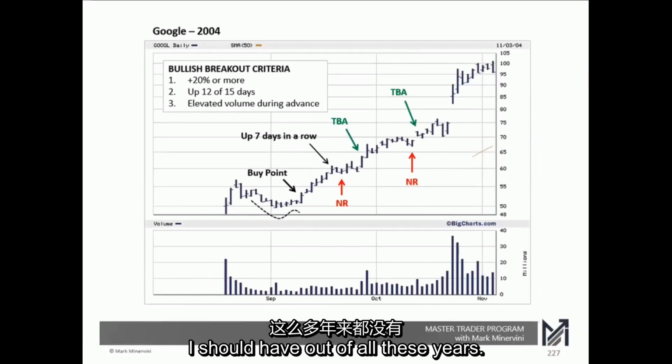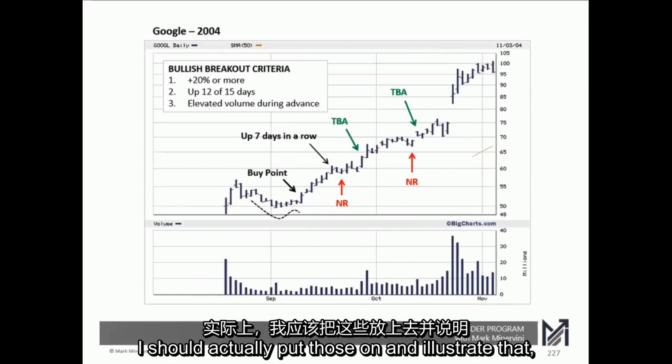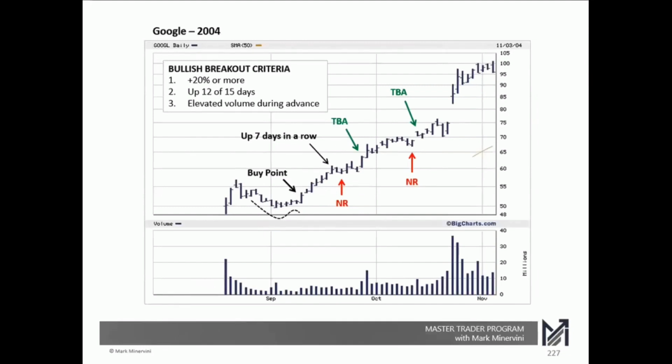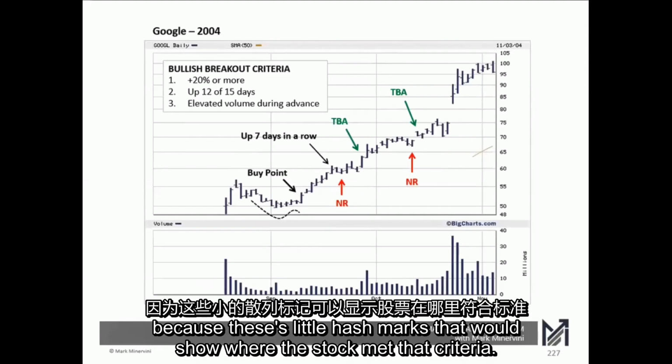I should have done that. Out of all these years we've talked about this, I should actually put those on and illustrate that. Maybe at another time we will do that. They called it the ants because you'd see all these little hash marks showing where the stock met that criteria, right?